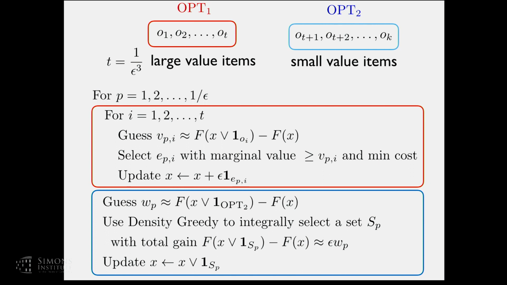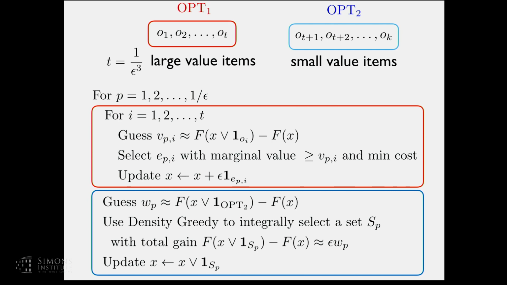And here I'm cheating a little bit. What I wrote on the slide is not exactly correct, but it's morally what we want to do, and I'll come back to this. For now, what we want to do is use just density greedy to pack items integrally to try to reach some fraction of that marginal gain. How much? An epsilon fraction. We want to do everything in increments of epsilon. So we are actually going to use density greedy to integrally select items to reach a marginal gain of epsilon times this total gain that we guessed.